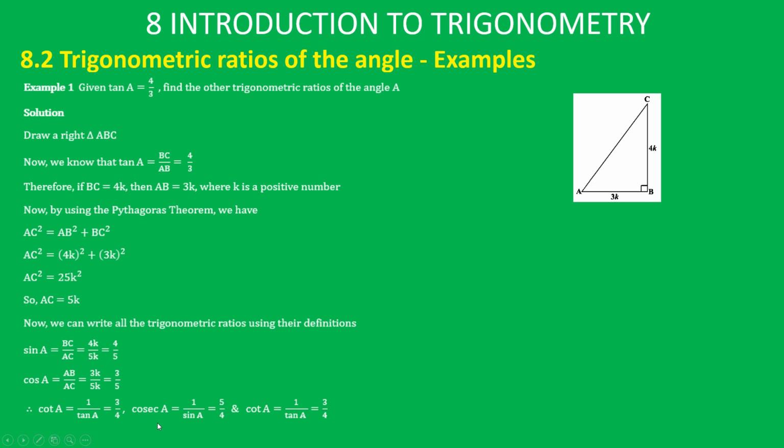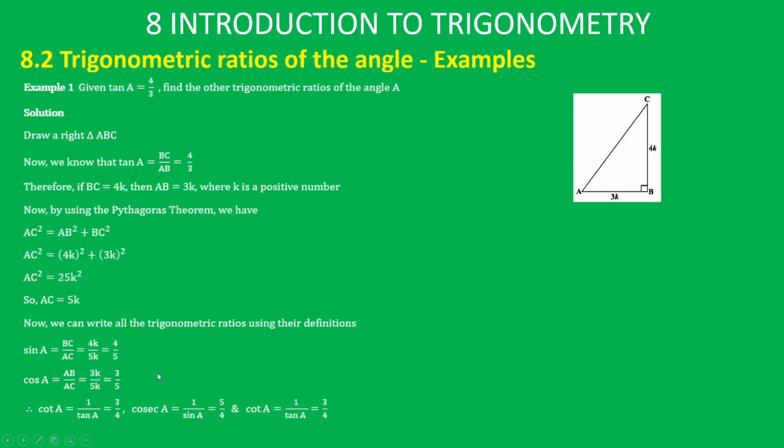Cosecant A is equal to 1 by sin A, or the reciprocal of sin A, which is 4 by 5 reversed, 5 by 4. And cot A is the reciprocal of tan A. I have written it twice, please ignore this last one. Alright, secant A, I think. Yes, I did not write the secant A.